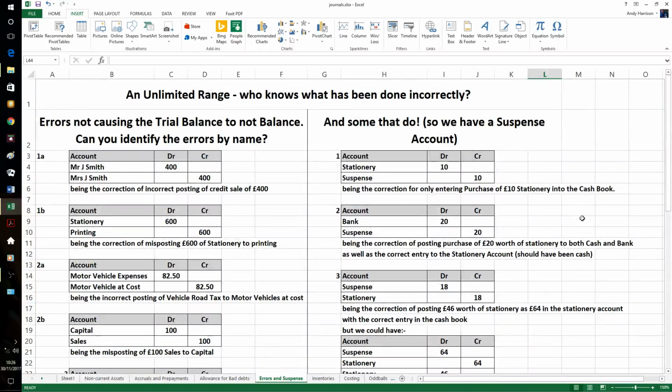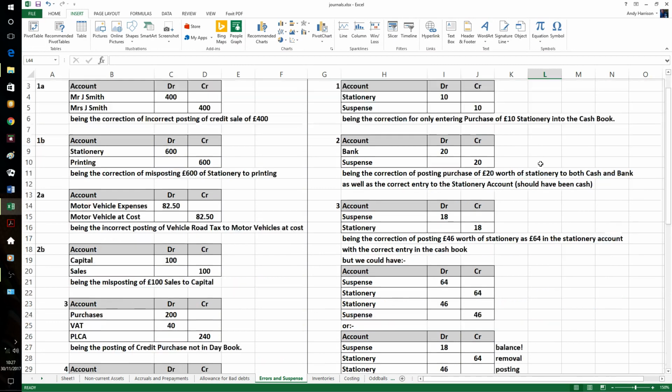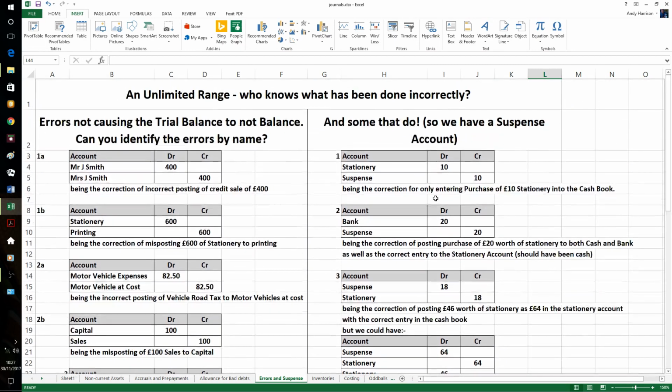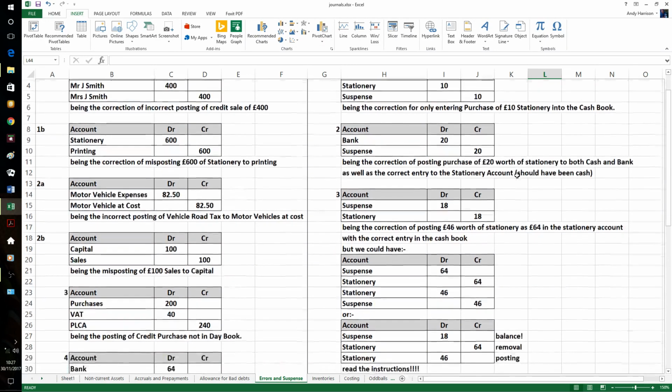So that's one category, and these are the ones that make sure that the trial balance doesn't balance, because there's a difference between the debits and the credits. So all these will have suspense accounts, so this is only a typical set. So correction, only entering purchases, well, that's fine. But we've only put it into the cash book, so now we need to put it in our stationery and then credit the suspense account.